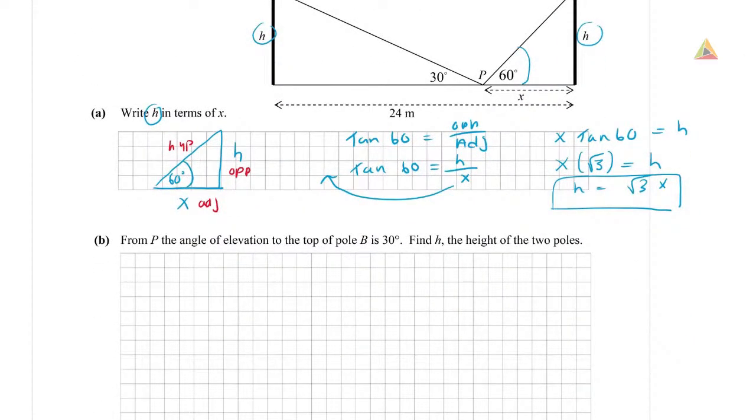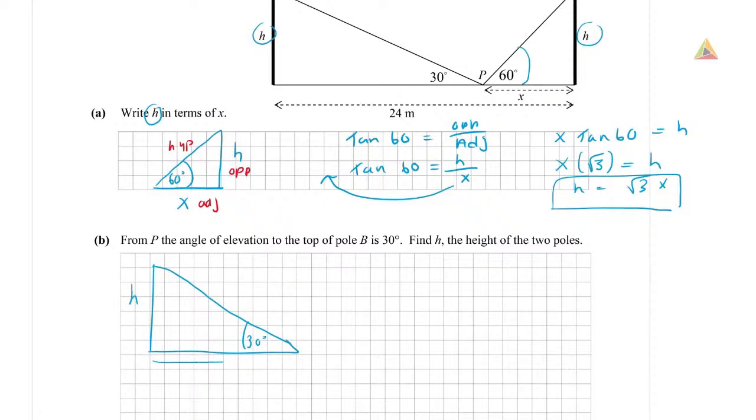From P, the angle of elevation to the top of the pole is 30 degrees. Find the height of the two poles. Okay, so I'm going to draw the bigger triangle here. So we're told that the angle of elevation here is 30 degrees. We know that h is on this side.